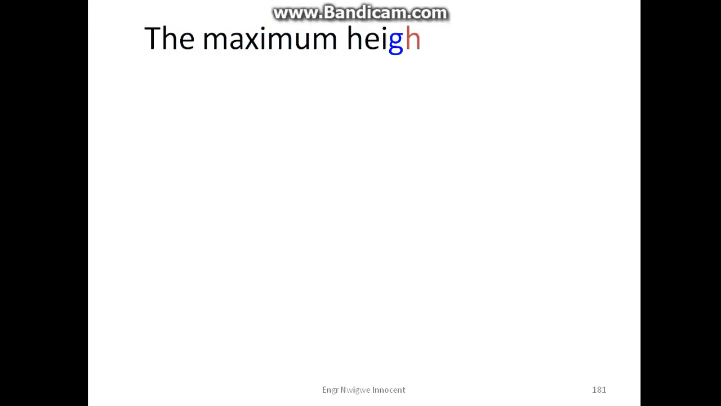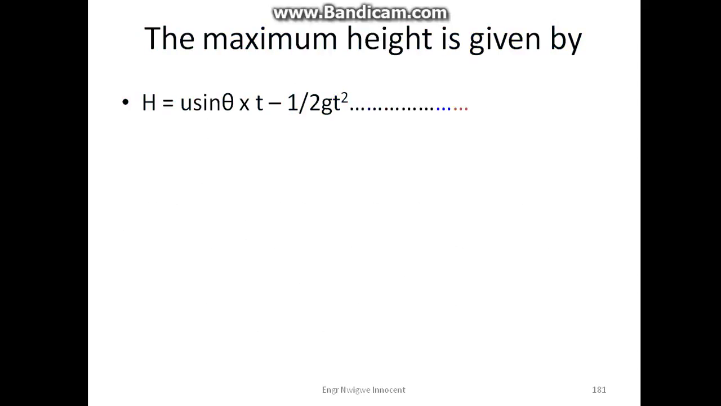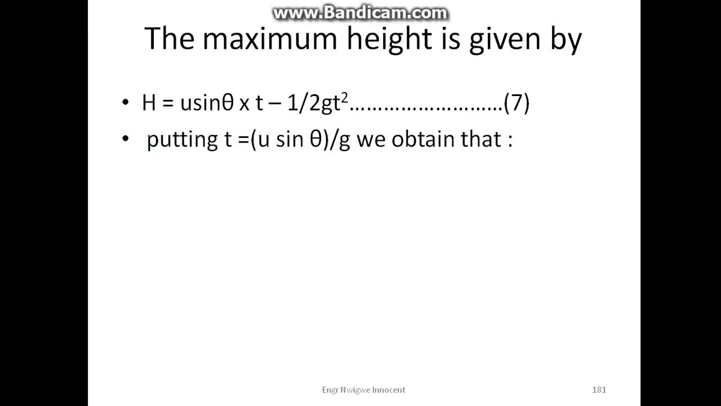The maximum height is given by capital H equals u sin theta times t minus half g t squared, equation 7. Putting t equals u sin theta all over g, we obtain that capital H is equal to u squared sin squared theta all over 2g. This will now be our equation 8.